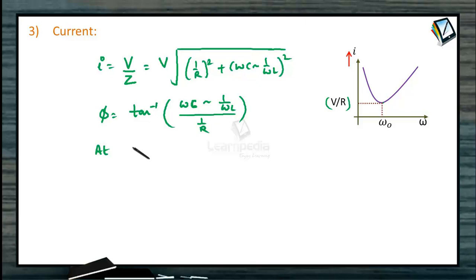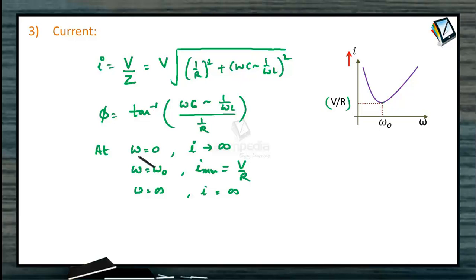So at omega is equal to 0, I tends to infinity. The current through the circuit will be maximum. When omega is equal to omega naught, the current will be minimum, and that will be equal to V by R from this relation. When omega is equal to infinity, the current again tends to infinity. The graph will be as shown. So minimum current will be at the resonant frequency or omega is equal to omega naught.